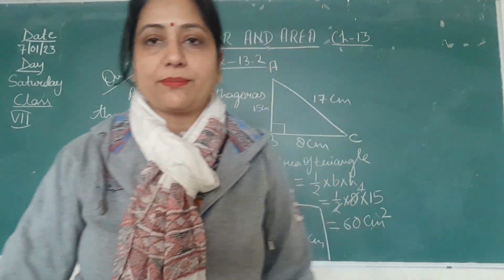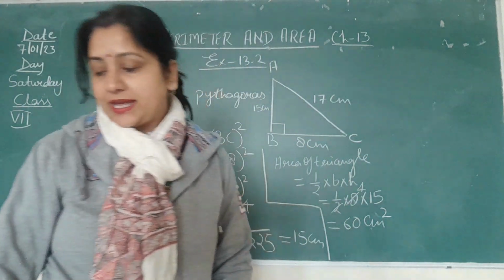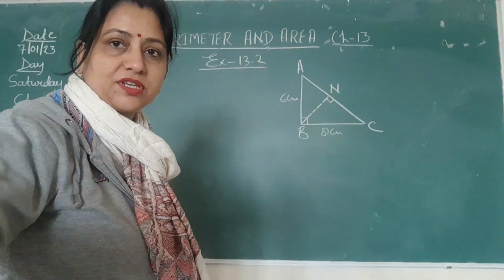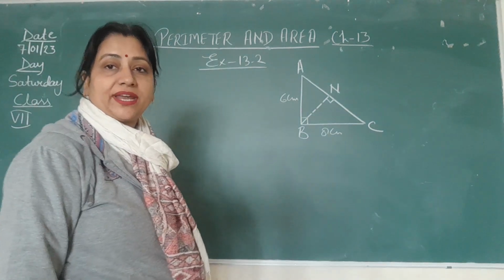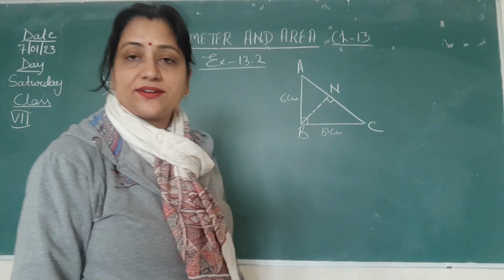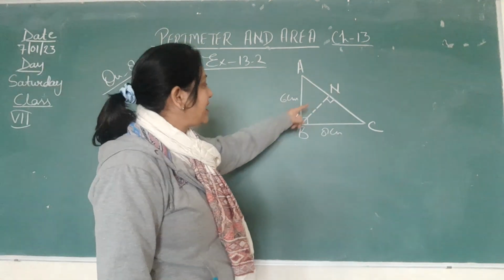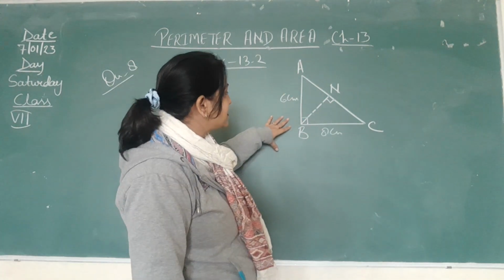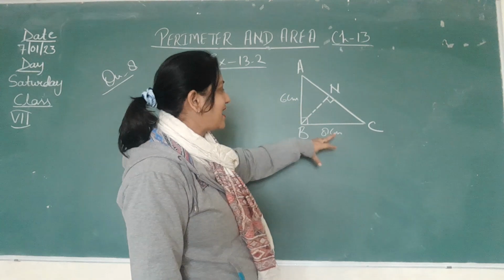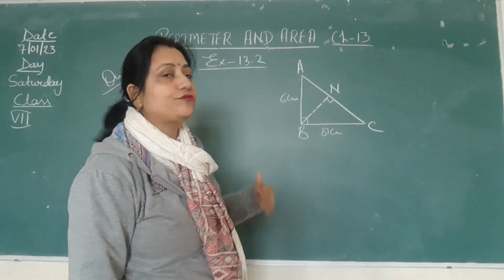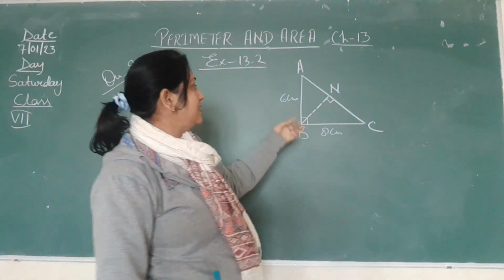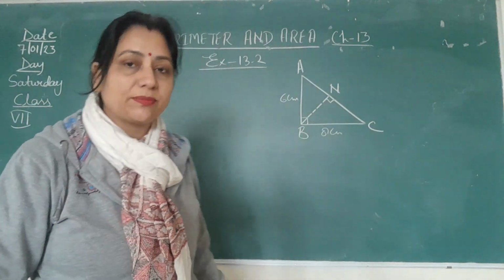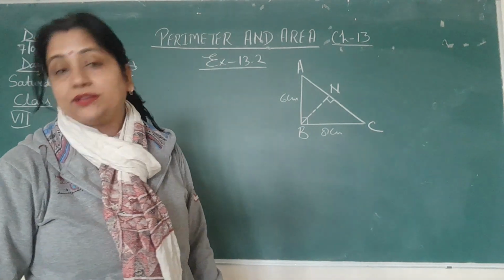Now I am going to start question number 8. In question number 8, in the adjoining figure, first of all I am going to draw the figure of this question. So this is the figure of question number 8. In this figure, again this is a right angle triangle, and this is the perpendicular BN drawn from this base AC. The sides of this triangle are given, which are 8 and 6 centimeter. You have to find the height of this triangle, BN. The question is: find the length of the perpendicular BN on the side AC.